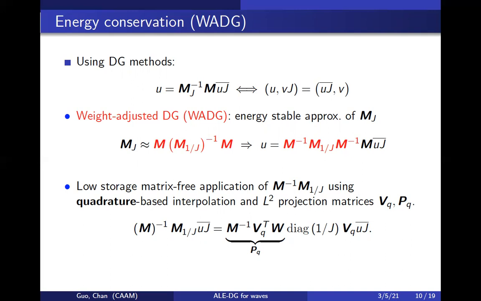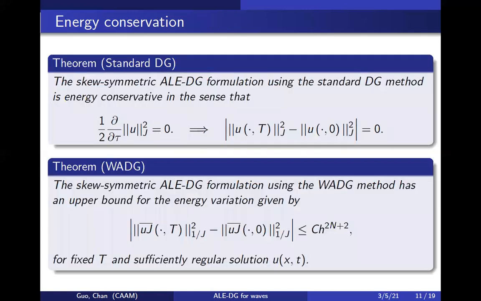And we can follow similar steps to obtain energy results when computing U using the weight-adjusted approach. Now let me directly present some theoretical results. As I talked about before, using a standard DG method, the change of energy is 0. And if we integrate over some time period, then we can get the second equation.